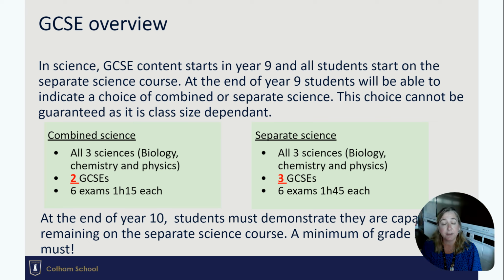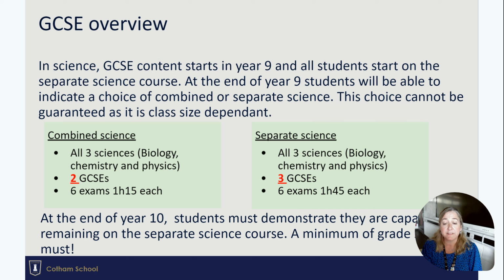The combined science, you still study all three GCSEs, biology, chemistry, physics, but they are combined into 2 GCSE grades. There are 6 exams, each of an hour and a quarter, and the content is slightly less than on the separate science course. Separate science course, you have separate GCSEs, a GCSE in biology, a GCSE in chemistry, and a GCSE in physics. So you end up with 3 grades. There are 6 exams, but because there's more content, each exam is an hour and 3/4 long.